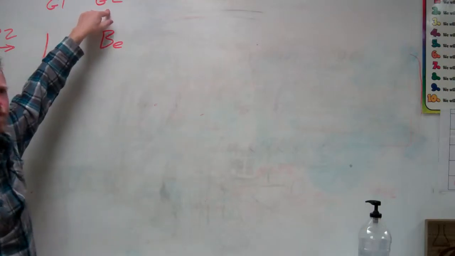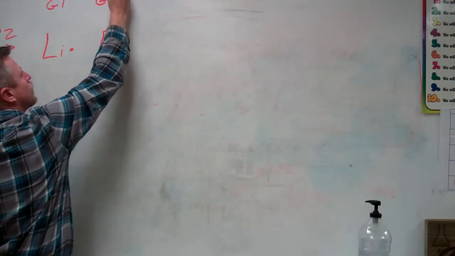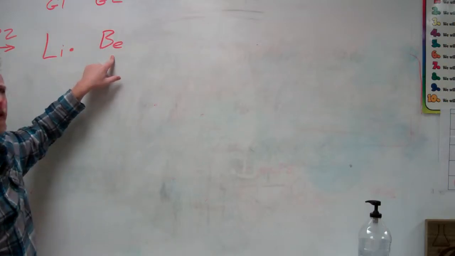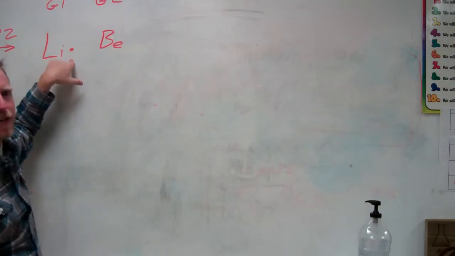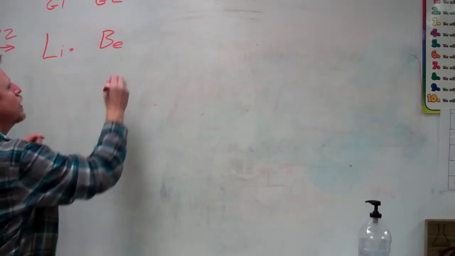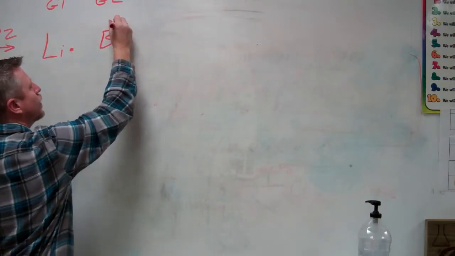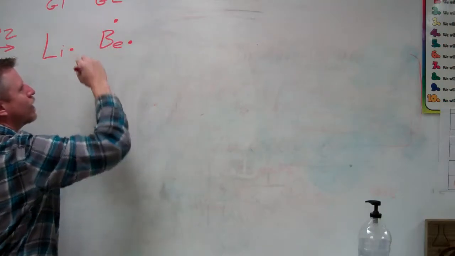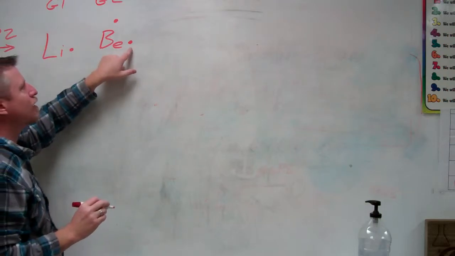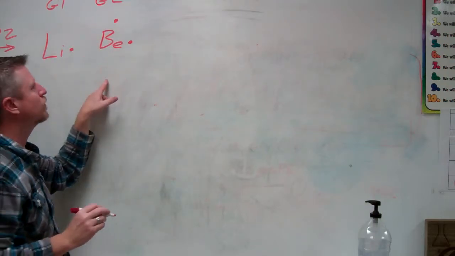Now he's in group 2. So group 2, remember, goes down. And that's going to tell me in the outer ring of beryllium, he doesn't have 1 valence electron. Guess how many he has? 2. So we're going to put 1 here and 1 here. So we're going to kind of go around like an orbit around this beryllium atom to show that these electrons are starting to fill the outer shell.